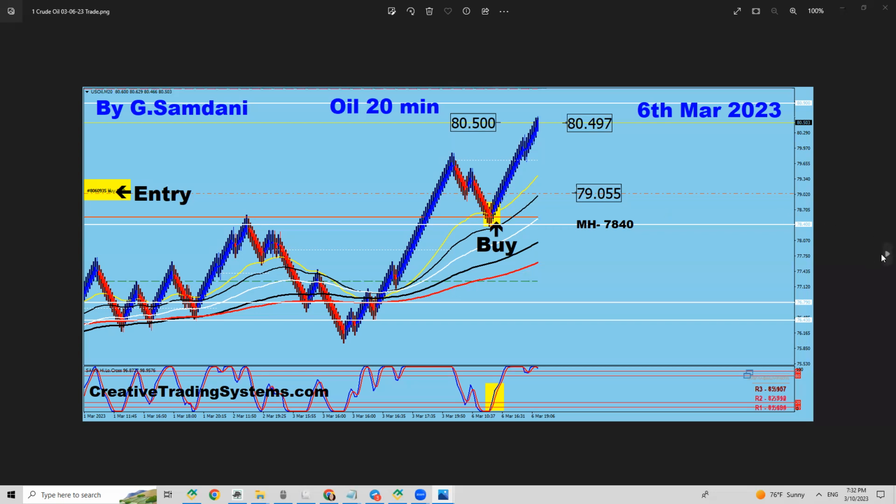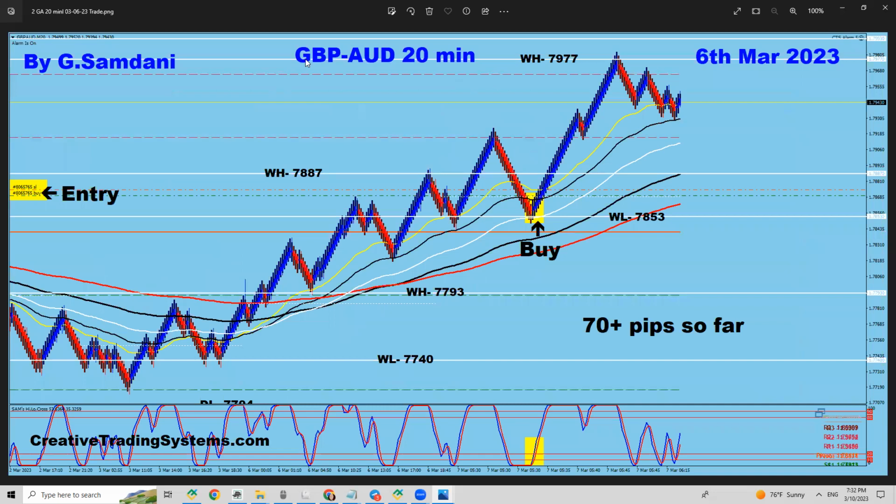Now let's take a look at the sixth, another trade, pound Aussie. Aussie was weak, so you will see the pound Aussie, euro Aussie going to the upside big time. So this is the trade. It's 70 pip. My buy order, sell order on the left here on the yellow mark.